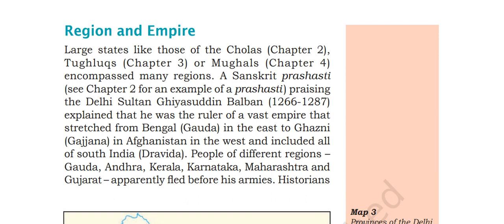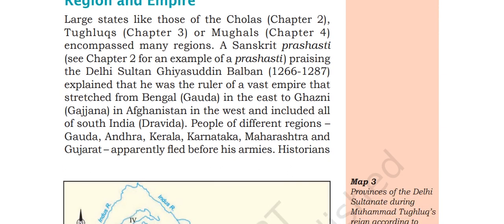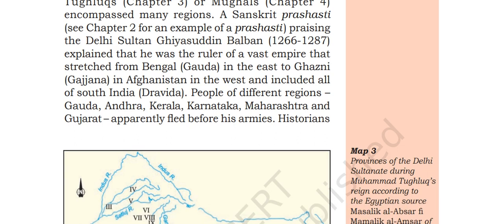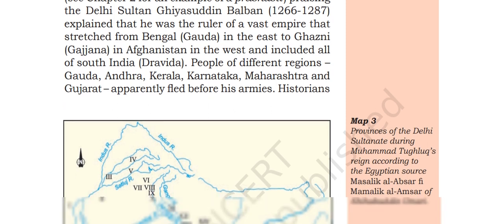1266-1287, explained that he was the ruler of a vast empire that stretched from Bengal in the east to Ghazni in Afghanistan in the west, and included all of South India, Dravida. People of different regions, Gauda, Andhra, Kerala, Karnataka, Maharashtra and Gujarat apparently fled before his armies.